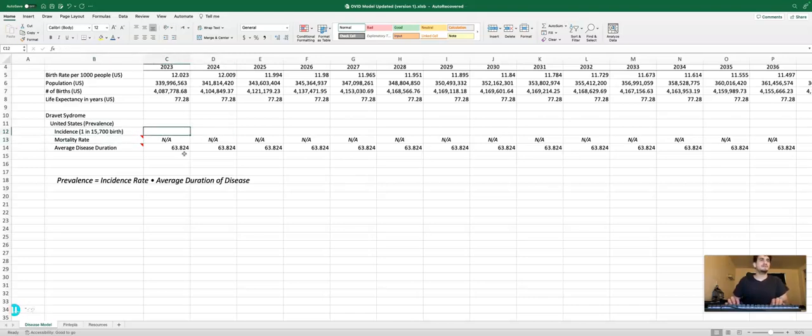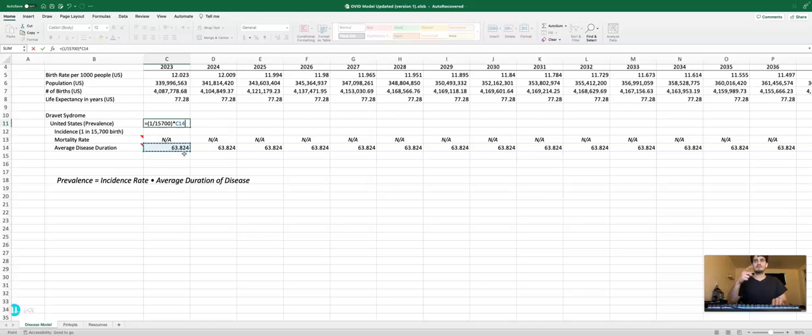But let's go to the incidence, which we did, which is 1 in 15,700. A better way to do it might be to take multiple incidences from multiple publications and take the average, but I just took this one because it was the most recent one. So to calculate the prevalence, it's going to be equal to the incidence, 1 over 15,700, multiplied by the average disease duration.